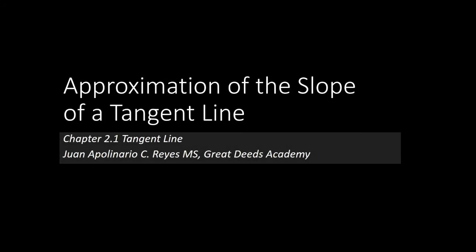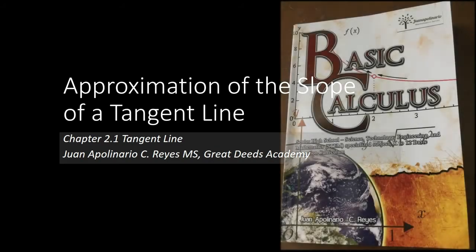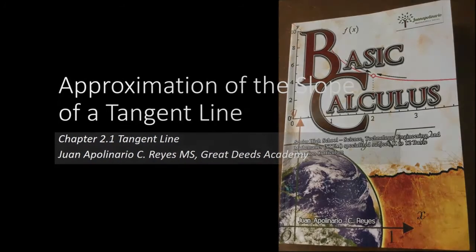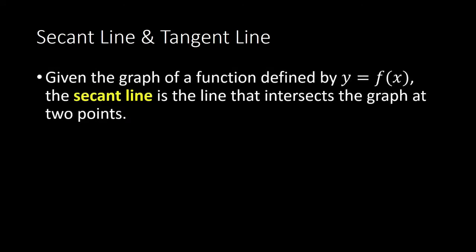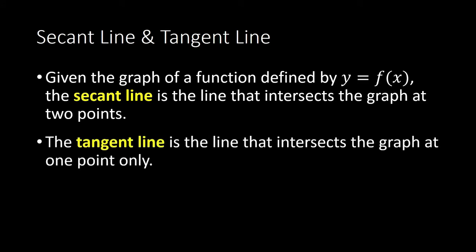Approximation of the slope of a tangent line. What again are secant and tangent lines? Given the graph of a function defined by y is equal to f of x, the secant line is the line that intersects the graph at 2 points. The tangent line is the line that intersects the graph only at 1 point.